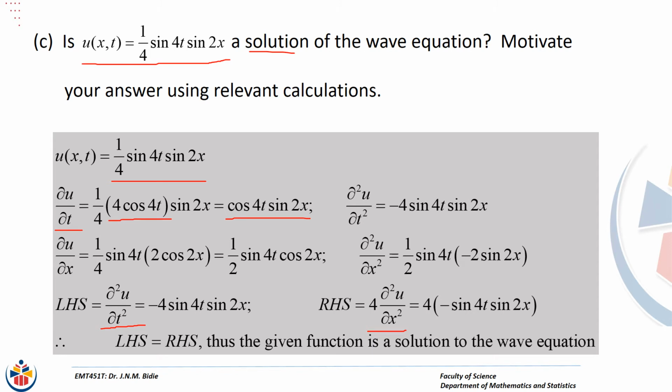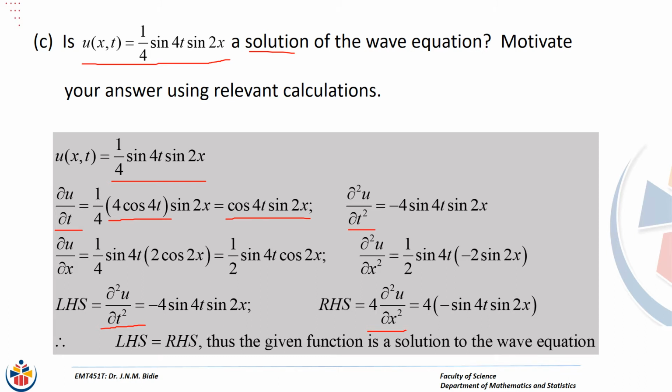Please remember that every time you are doing partial differentiation, you need to always keep in mind which variable you are using. So now here we are using t, so we have to make sure that we hold x as a constant. Now let's go to the second derivative, because remember that the formula we're dealing with requires us to have an answer for the second derivative with respect to t.